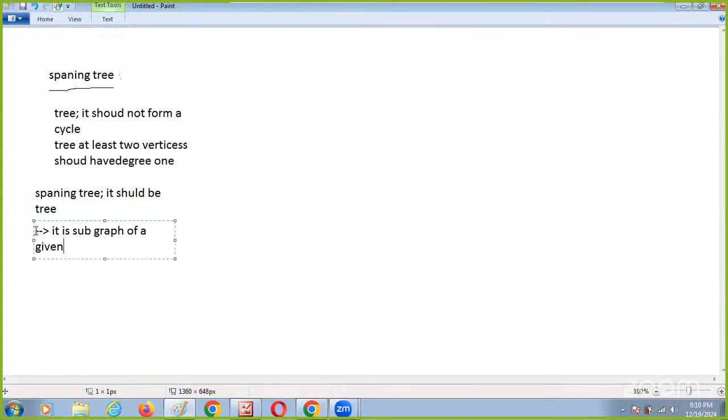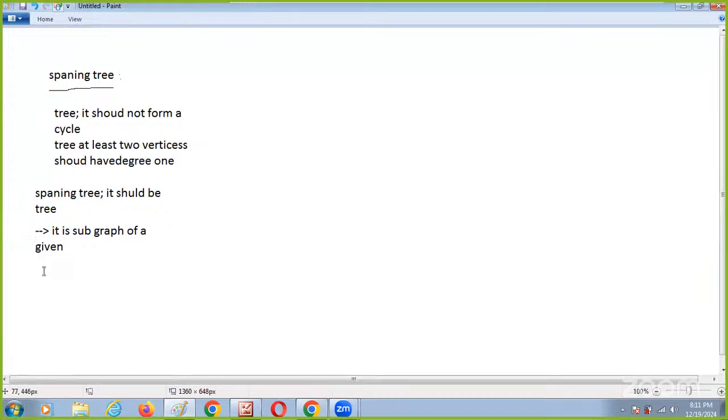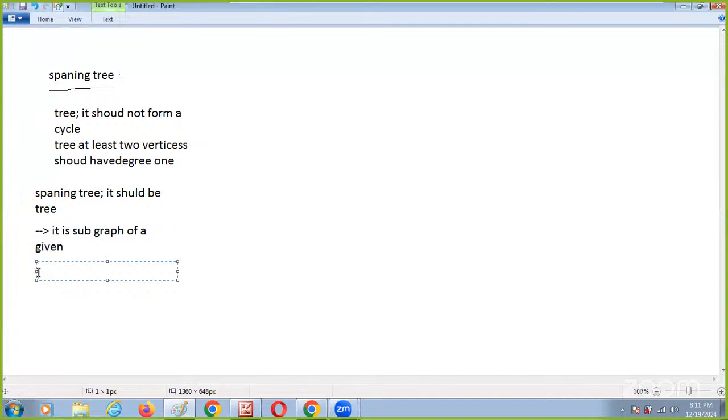When you find a spanning tree, for a graph we will find the spanning trees. So it should be a subgraph of the given graph. Subgraph means, in that, all vertices should be present. That is a condition. Clear? All vertices should be present.